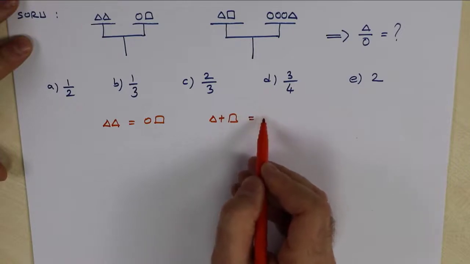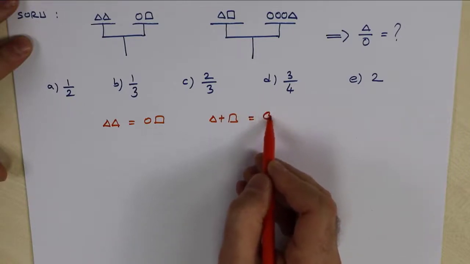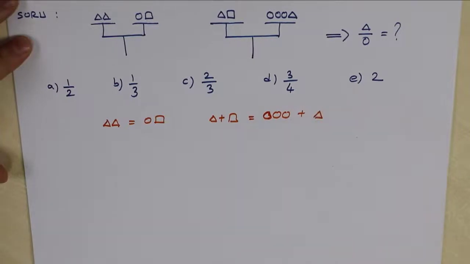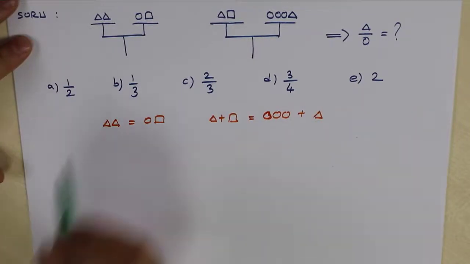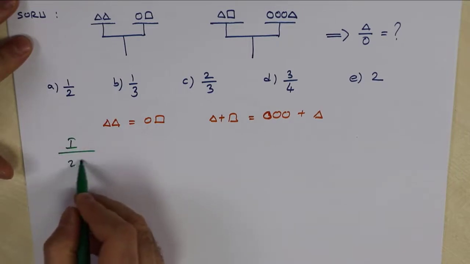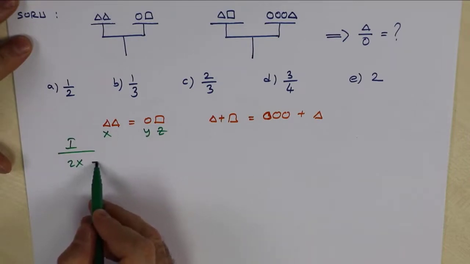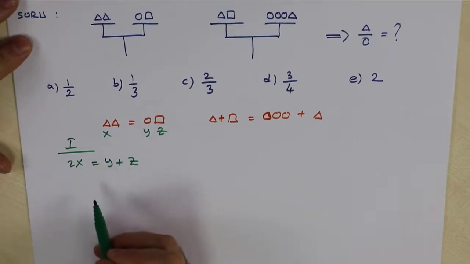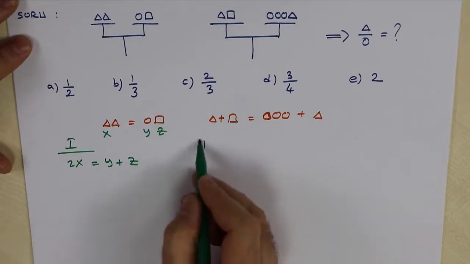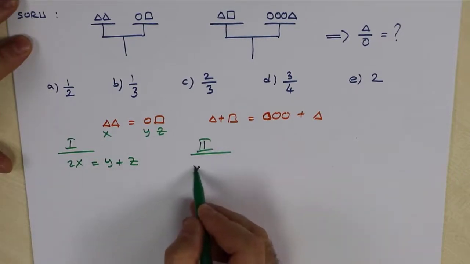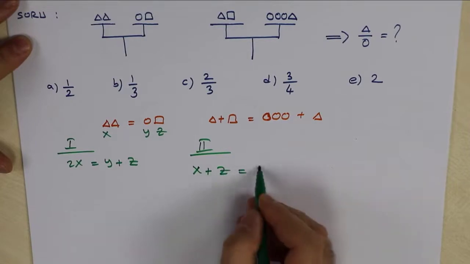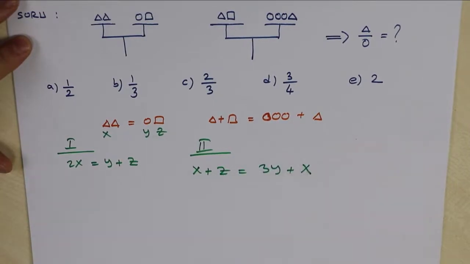So we can replace these diagrams by variables. Let triangle equal x, circle equal y, and square equal z. Based on this, we get from the first scale 2x equals y plus z, and from the second scale x plus z equals 3y plus x. From the second scale, we can cancel these x's together, and we will get z equals 3y. What's requested is triangle divided by circle. That means x over y according to our variables.